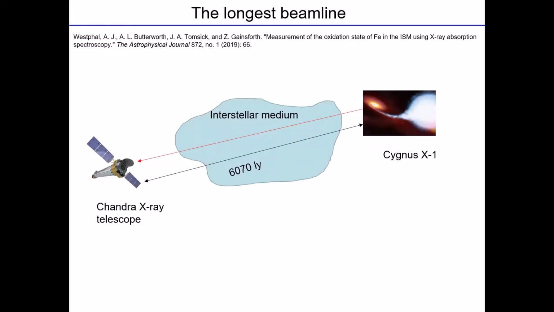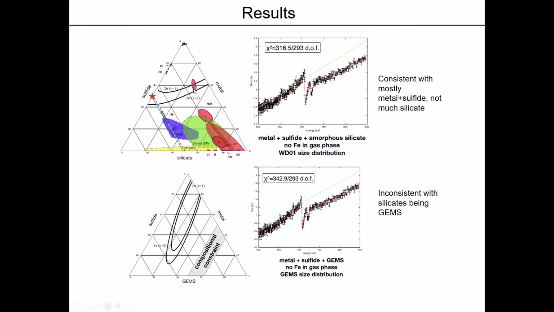And then this is not micro by any stretch, but I couldn't resist putting it up. The transmission XANES experiment with the longest beamline ever, 6,000 light years long. Cygnus X1 is the source, and Chandra is the detector. So what they did is they stared at Cygnus X1 for a long time and collected spectral data. So this is the intensity versus energy, and the red line is a fit based on a mixture of metal sulfide and silicate, and they had to assume some distribution of particle sizes. And so they find a fit, and so they're asking, what is the form of iron in the interstellar medium?